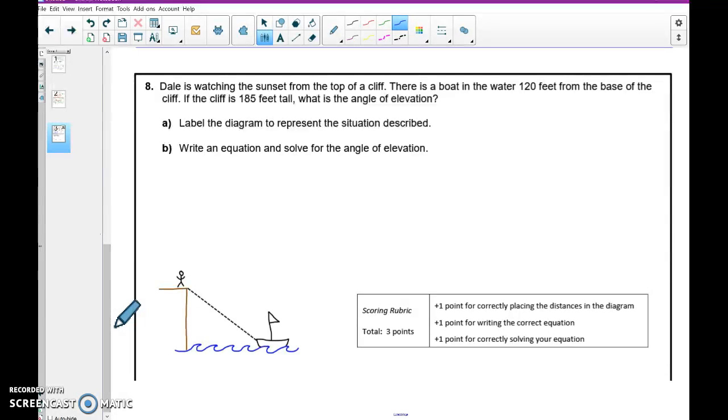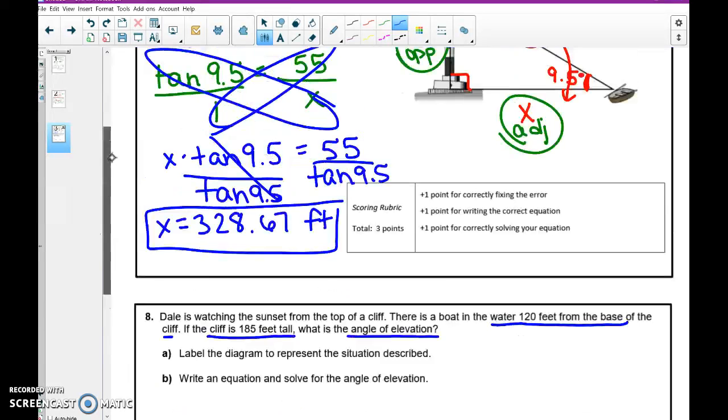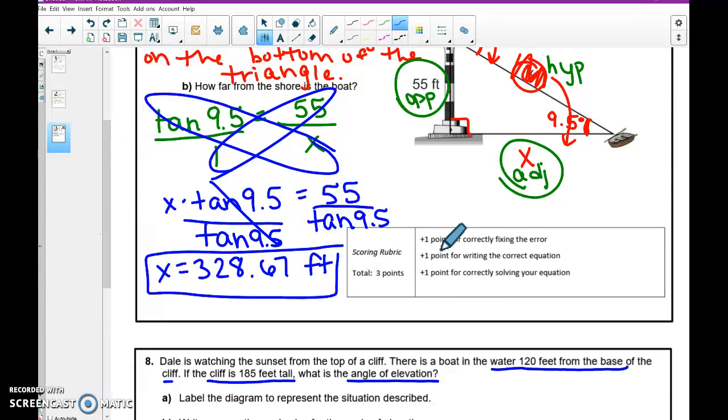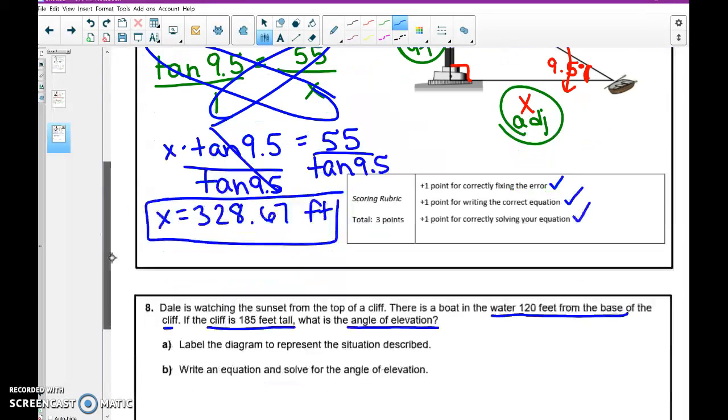Last one down at the bottom, it says Dale is watching the sunset from the top of a cliff. There's a boat in the water 120 feet from the base of the cliff. Base means bottom. If the cliff is 185 feet tall, what is the angle of elevation? And by the way, I should check my rubric up here. Did I correctly fix the error? Yes. Did I write the correct equation? Yes, and I correctly solved it. So always check our rubrics.